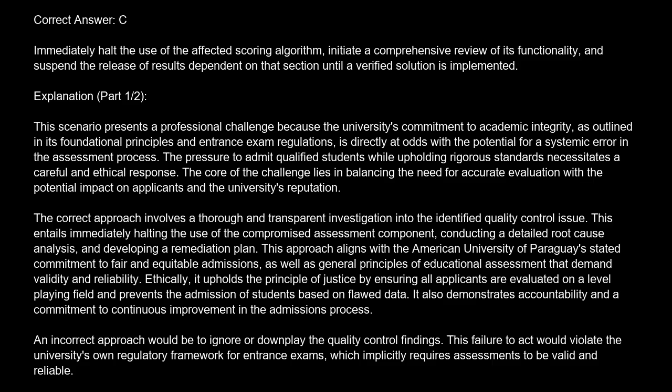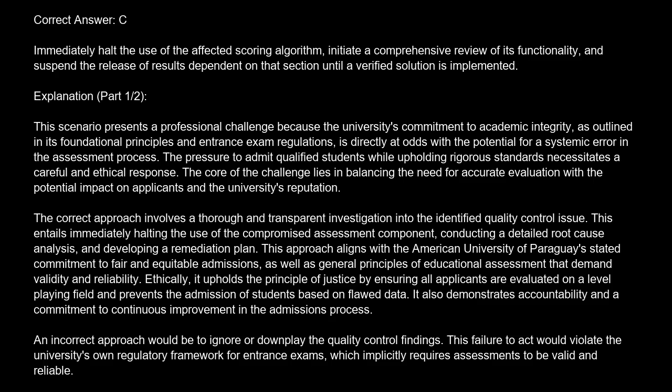Immediately halt the use of the affected scoring algorithm, initiate a comprehensive review of its functionality, and suspend the release of results dependent on that section until a verified solution is implemented. Explanation. This scenario presents a professional challenge because the university's commitment to academic integrity, as outlined in its foundational principles and entrance exam regulations, is directly at odds with the potential for a systemic error in the assessment process. The pressure to admit qualified students while upholding rigorous standards necessitates a careful and ethical response.